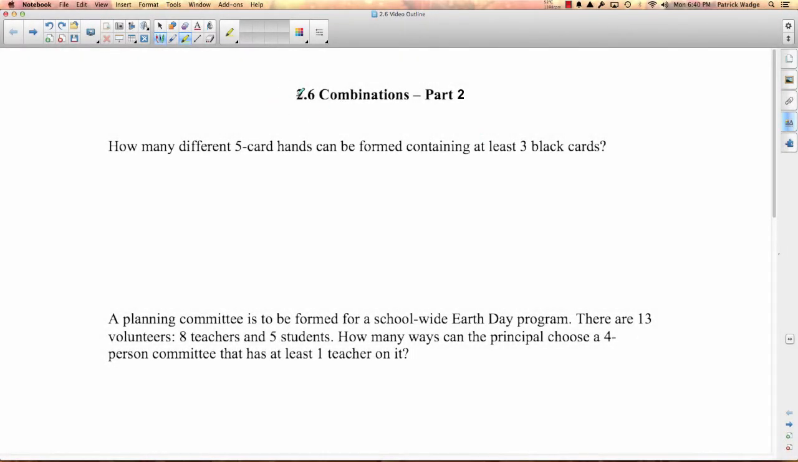Today we finish off combinations. It's part 2 of combinations, section 2.6. So let's get right into it.